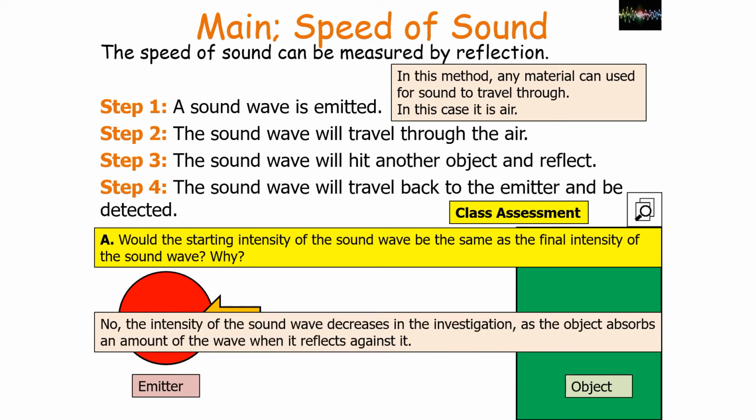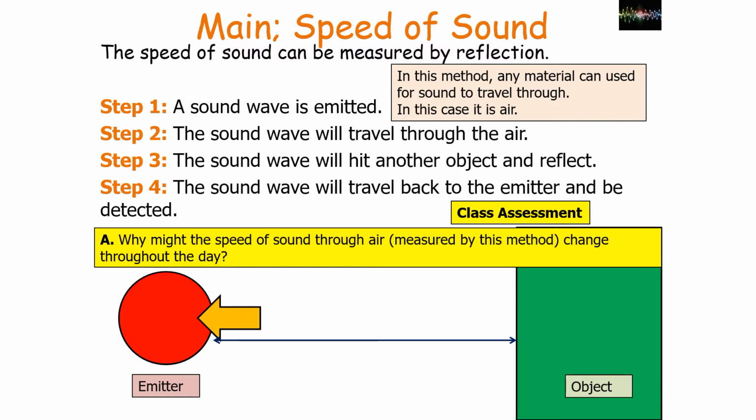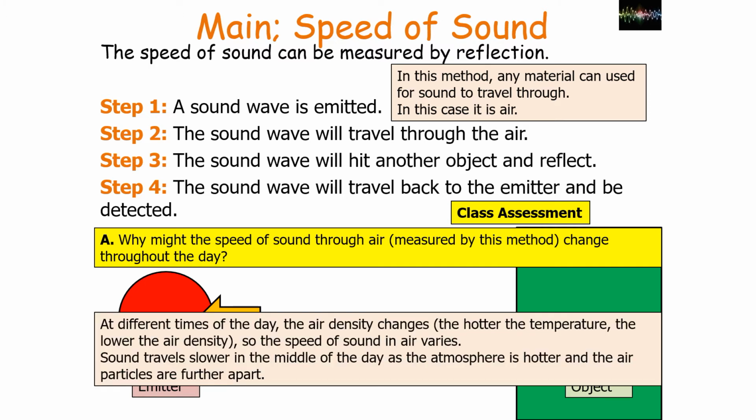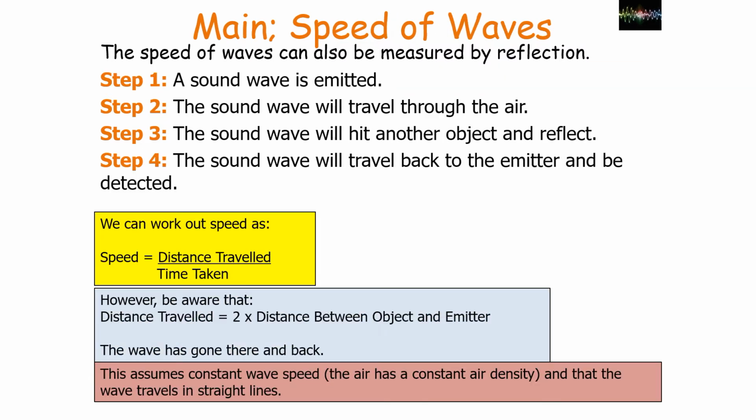Now, would the starting intensity of the sound wave be the same as the final intensity of the sound wave? It would not, because as the sound wave hits the object, the object will absorb an amount of the wave that has reflected against it. Now, the speed of sound through air measured by this method can change throughout the day because at different times of the day the air density changes. So the hotter the temperature, the lower the air density, so the speed of sound in air varies. So sound travels slower in the middle of the day as the atmosphere is hotter and the air particles are further apart.